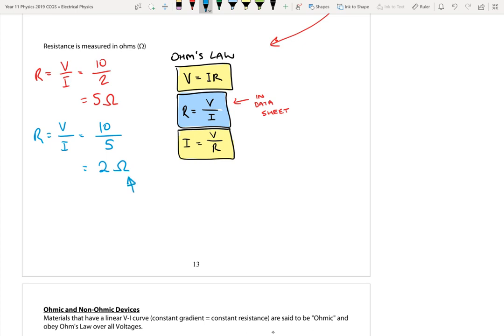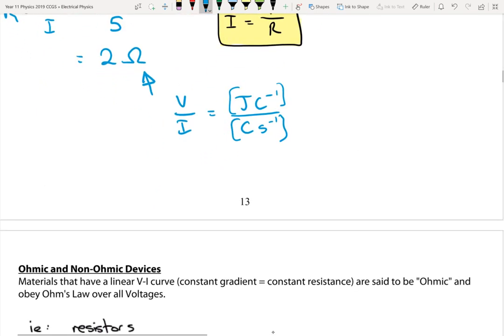Now, this unit, our brains don't really fathom it. Let's just go, what have we got? It's volts over amps, so it's joules per coulomb over coulombs per second, right? So that doesn't really simplify to anything nice. It's joules per coulomb squared per second. Let's just call it an ohm. You can't really visualize it. Like velocity, it's meters per second. Oh yeah, I can sort of visualize that. That doesn't really make much sense to us.